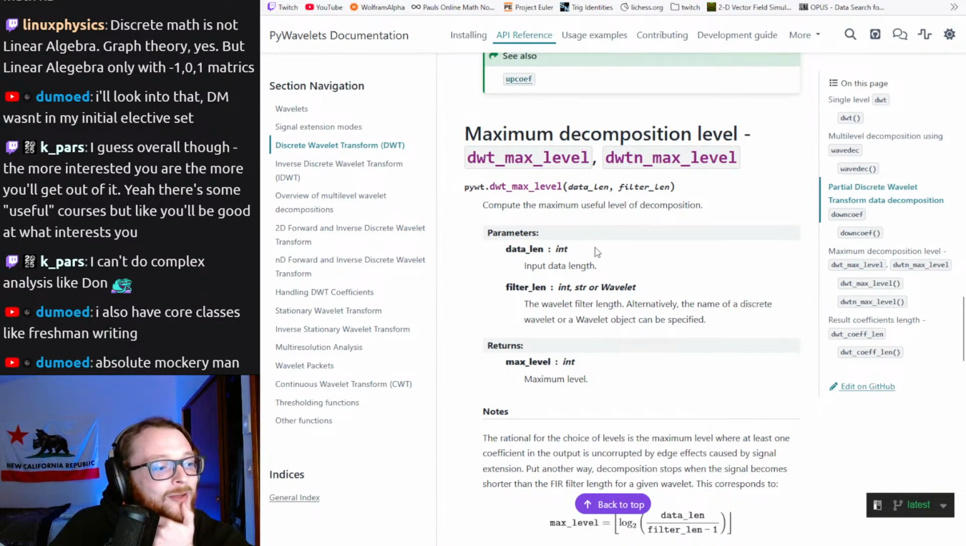Some core classes like freshman writing, absolute mockery. Good old gen eds.